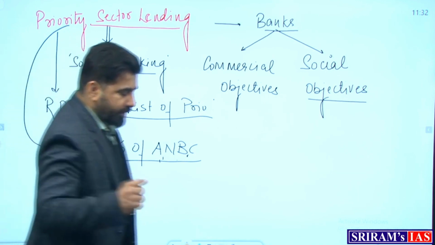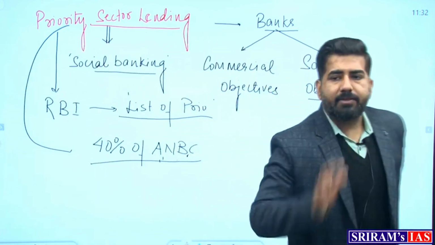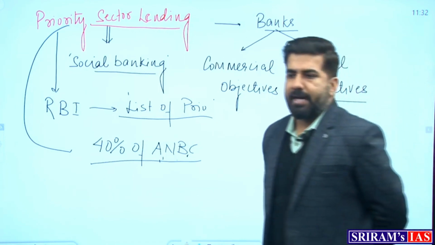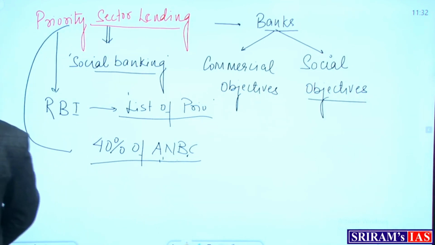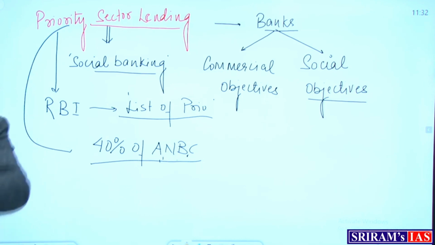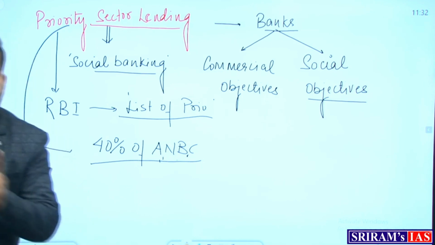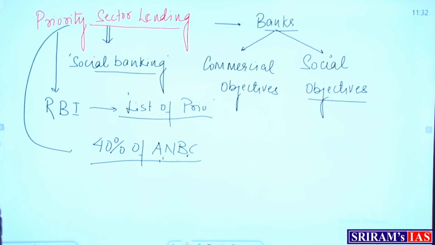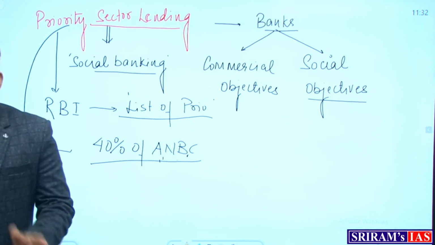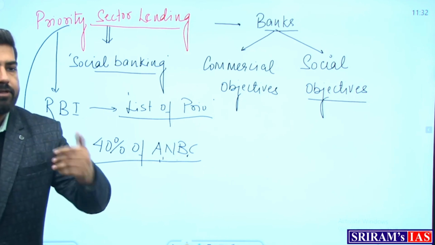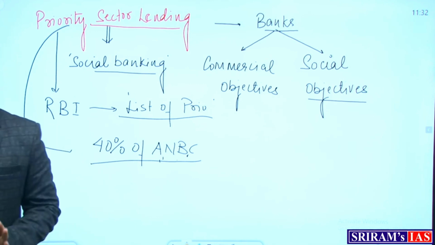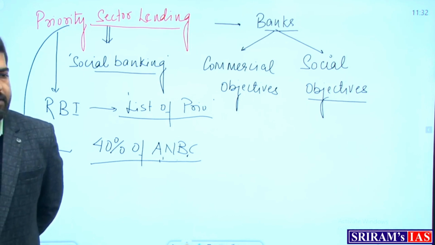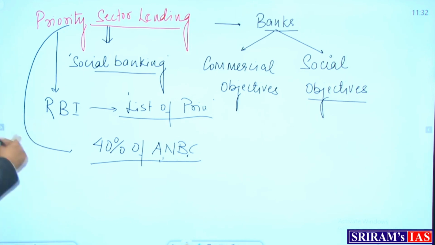Clear? Now I was talking about cooperative banks. They were earlier having a requirement of 40%. But then RBI changed their PSL requirement for cooperative banks and said that by 31st March 2024, they have to comply with 75% PSL requirement. Clear? So if you are now going for the prelims 2024, you can clearly say that urban cooperative banks have a PSL requirement of 75%.